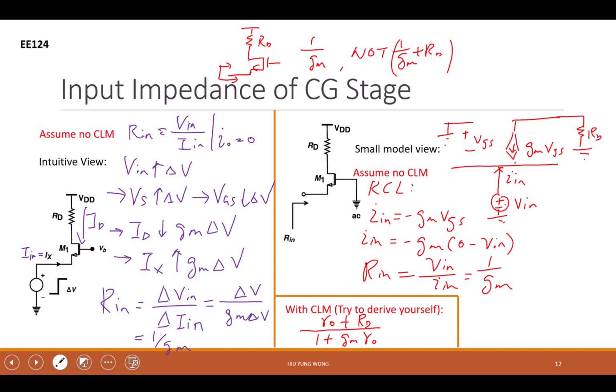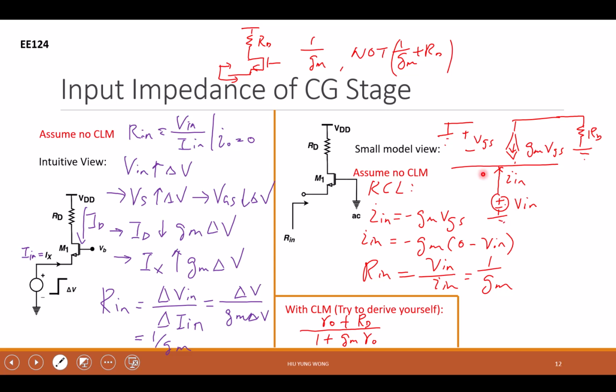Common source is input at the gate, output at the drain, right? So you see that input is here, output is here. So if your input is here, we want to look into the source. And our question is to ask, what is the input impedance? Now, I have this intuitive view. If you're interested, take a look. If not, we can solve the small signal model.